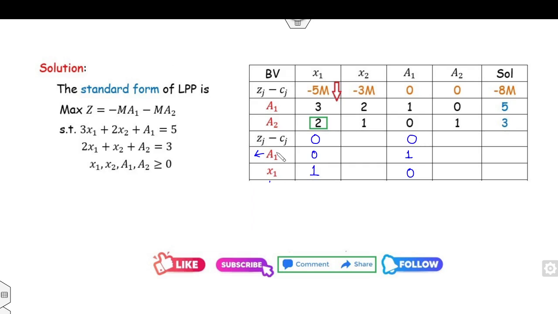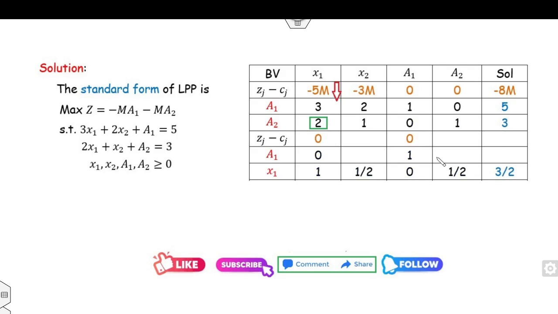Fine. Now, this is the box element. You can divide the last row by 2. It is half, 0, half, 3 by 2. Now, your target is to compute only these 6 numbers.